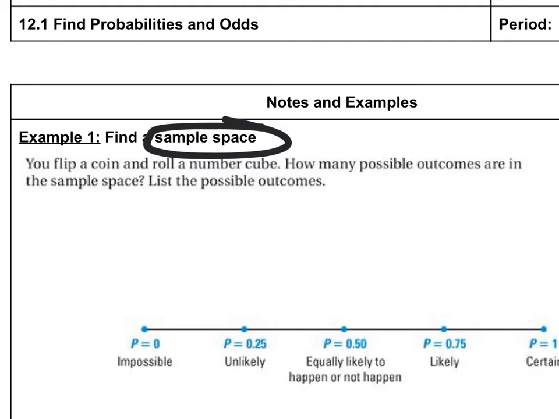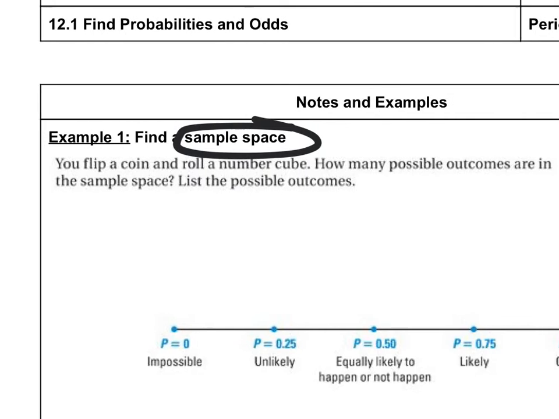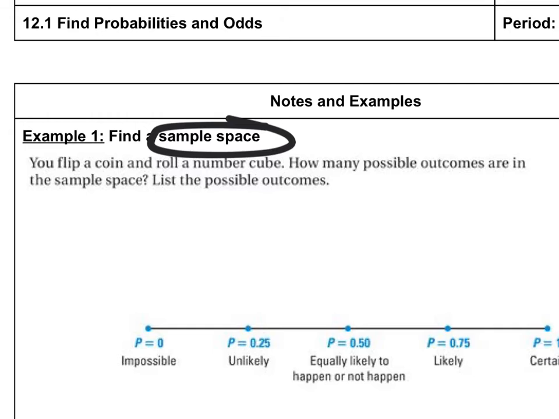So how we create a sample space is, first we're going to say that you are flipping a coin and you are rolling a number cube. How many possible outcomes are there? And we're going to list all the possible outcomes. So when you flip a coin, you have two options. You have heads and you have tails.